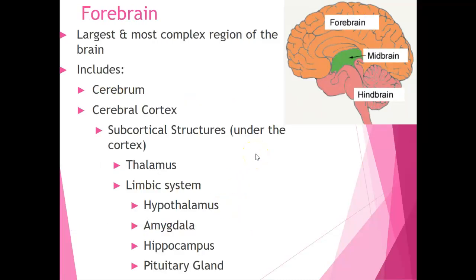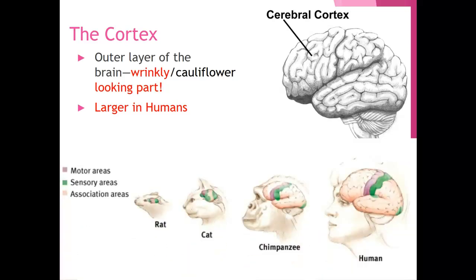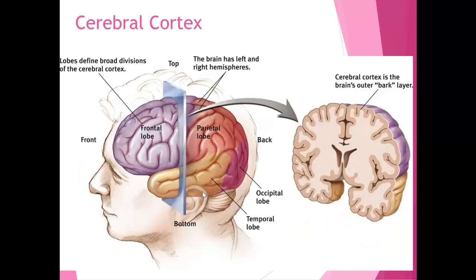The forebrain, that's the whole core wrinkly area, but also the subcortical structures underneath there. That includes the cortex, which is all of the wrinkly stuff. Full name is cerebral cortex. That's the wrinkly cauliflower part of the brain. We know it's larger in humans because we are more intelligent, or we're more intelligent because we have more cortex area. Whereas other species have less cortex area and they are less intelligent.